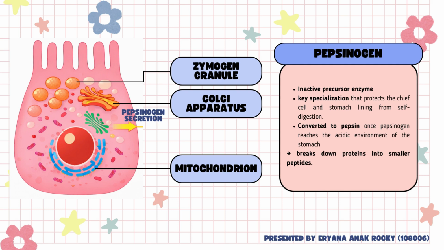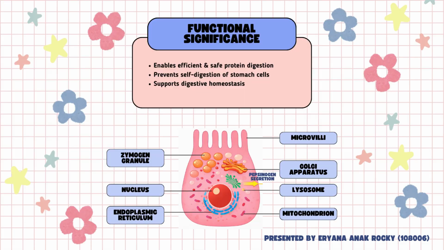Once pepsinogen reaches the acidic environment of the stomach, it is converted into active pepsin, which breaks down proteins into smaller peptides. Overall, the structural specializations of chief cells directly support their function in safe and efficient protein digestion, contributing to normal digestive homeostasis.